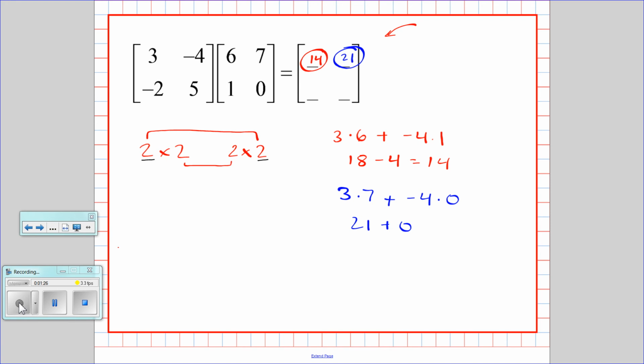We'll go a little bit faster through the bottom left and bottom right. The bottom left is negative 12 plus 5, which is negative 7. And the bottom right is negative 2 times 7, plus 0, which is negative 14. Not too bad. All right, on to the next example.